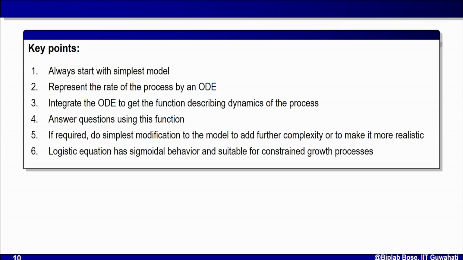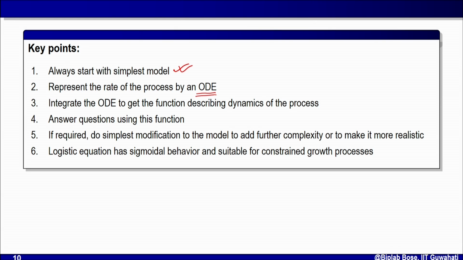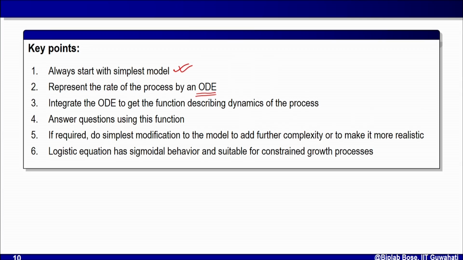So if I jot down what we learned from these two exercises, remember I started with the simplest model, the model of growth of bacteria without any bound. I have not considered death, I have not considered any constraint from the environment on the population, and we got exponential growth. We used an ordinary differential equation to represent the rate of change of the population size, then integrated that to get the function that represents the population size with respect to time, and then we answered questions.